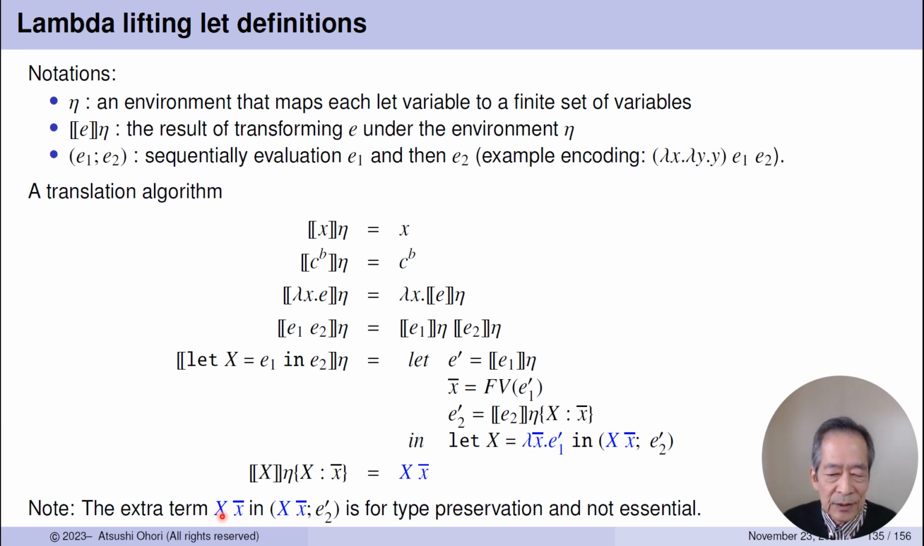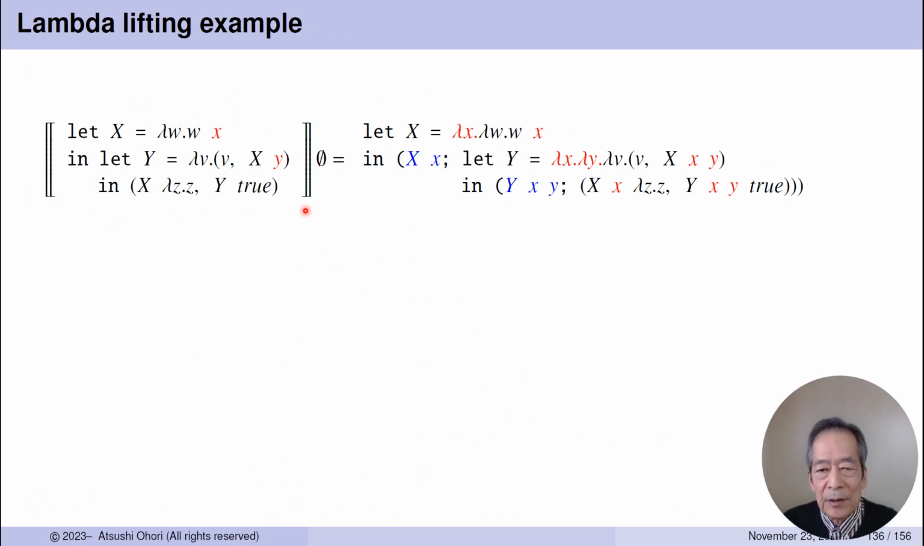As I stated, this extra term in the body of the let expression is for type preservation and is not essential. If E2 contains at least one occurrence, then this is not needed. You don't have to worry about it too much. This is just to make this transformation technically preserve exact typing. So this is the definition of lambda-lifting let definitions. So this is an example. This is a nested let.